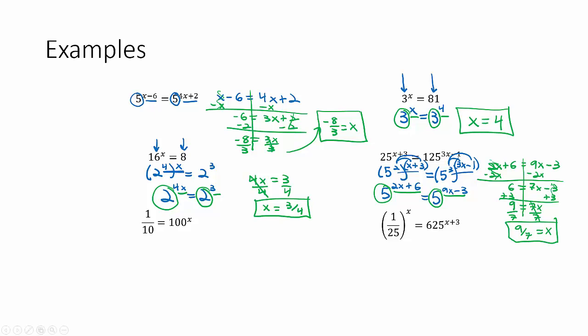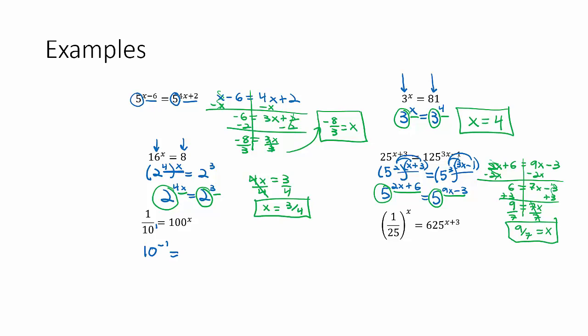If we can get the same base on both sides, the exponents must be equal. But what if there's a fraction? Remember, fractions come from negative exponents. That was that last exponent property we saw. So 1/10 can be rewritten as 10 to the negative 1. And I probably don't need that parentheses, because that's all that's going on there. 1/10 is 10 to the negative 1. A negative exponent means the fraction is flipped.